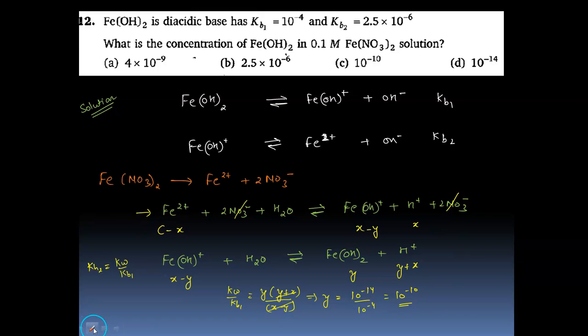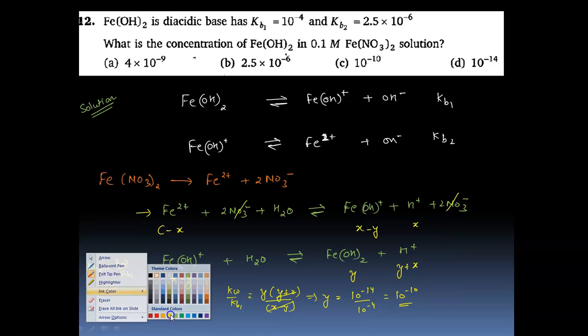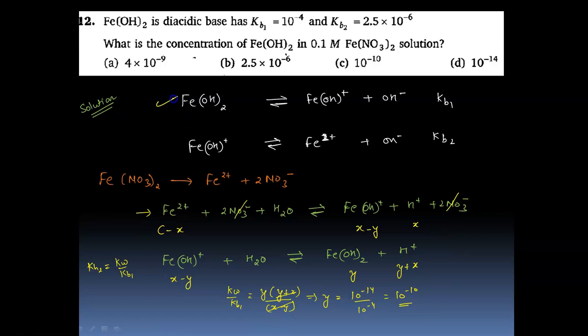Next, question number 12. It's a good question. It says Fe(OH)2 is a dibasic acid. So if it's a dibasic acid, it is going to dissociate in two stages. This is the first stage dissociation represented as Kb1, and this is the second stage dissociation represented as Kb2. But then the question starts with a soluble salt of iron, ferrous nitrate, which is a soluble salt. It will dissolve to give us 0.1 molar Fe2+ and 0.2 molar nitrate ions instantaneously.